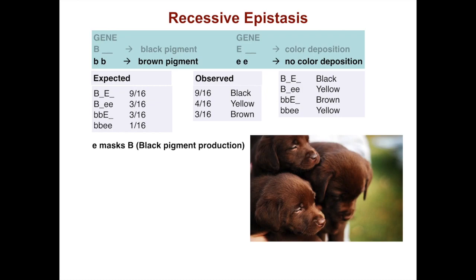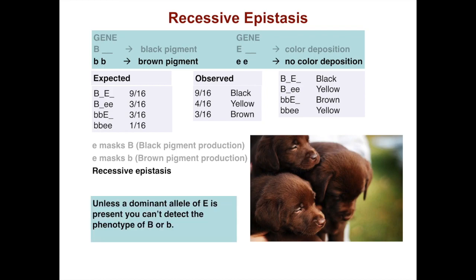So E with B gives black pigment production, because it's deposited. E with little b gives the brown pigment production, and this is recessive epistasis. Unless a dominant allele of E is present, you can't detect the phenotype of the dominant or the recessive pigment genes. Therefore, E is epistatic to both alleles of the pigment locus B.